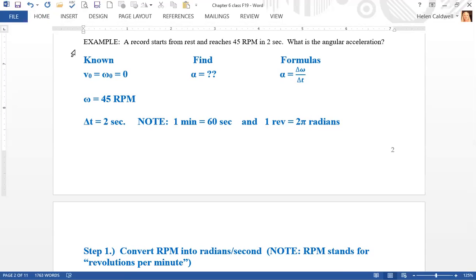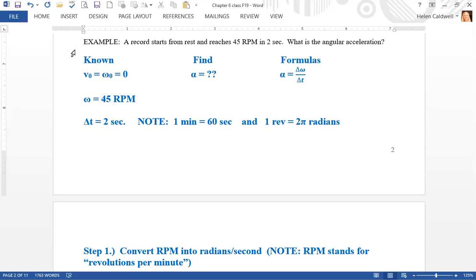So we know that v0, it starts from rest, is the same thing as omega 0 equals 0. Nothing's moving. Omega, our final velocity, is 45 RPM and delta t is 2 seconds. And we want the angular acceleration. Well, we know that a is equal to delta v over delta t, so alpha is delta omega over delta t. We also know that 1 minute is 60 seconds and that 1 revolution is 2 pi radians, or if you want to, you could call it 6.28 radians.